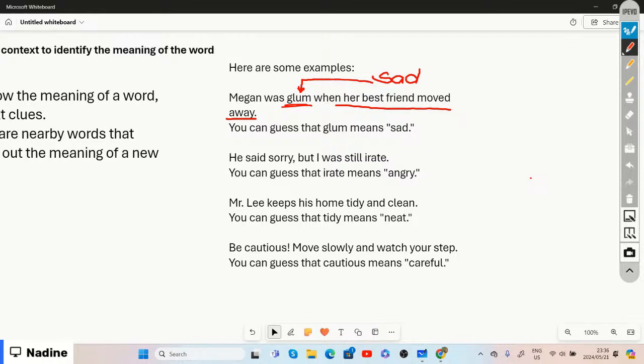Instead of saying I am angry, we can say I am irate. So this is the same as synonyms that we are using, words with the same meaning or almost the same meaning. So glum means the same as sad, or almost the same as sad.